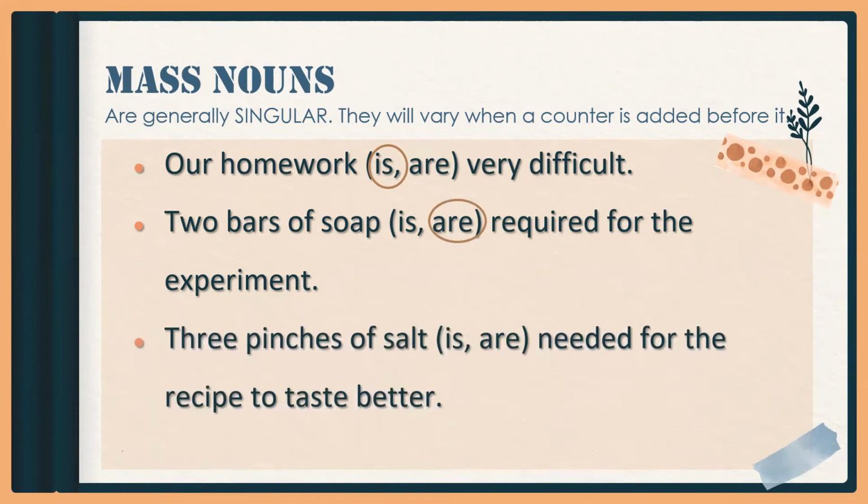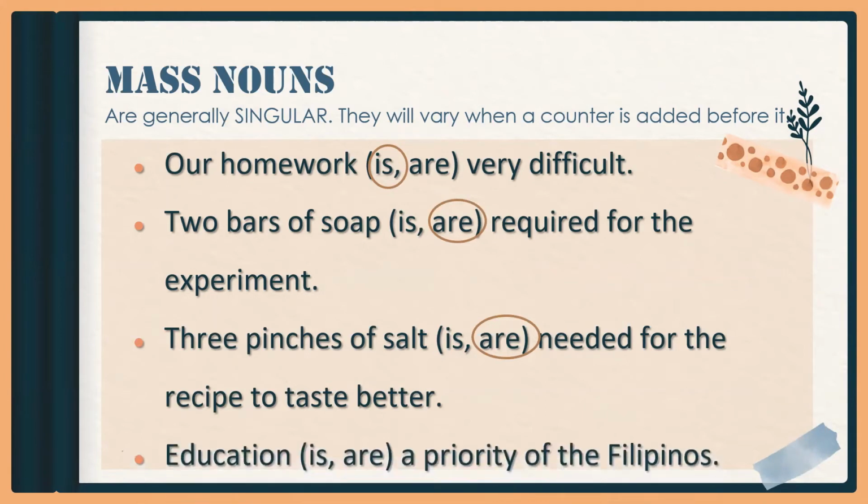Next, 3 pinches of salt are needed for the recipe to taste better. Can you find out which verb matches the subject? Great work. Our verb should be are because our subject is 3 pinches of salt. So it's not just the salt, but it's already because of the counters 3 pinches make this sentence into plural meaning. Last one, education is a priority of the Filipinos. Very good. Education is a mass noun and it is also considered singular, hence our verb is.